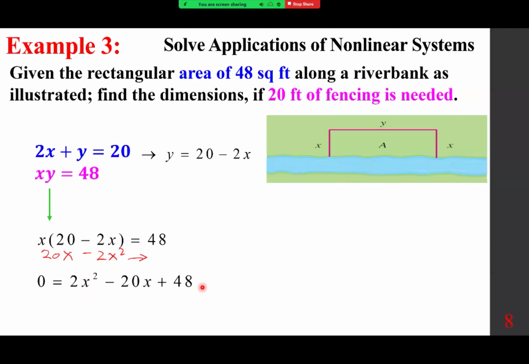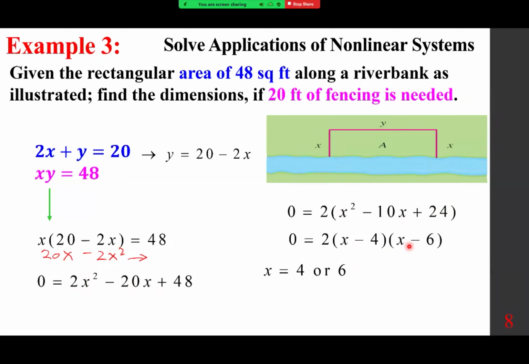To factor this, we are going to factor out the GCF, the greatest common factor of 2. So we get 2 times x squared minus 10x plus 24. We want two numbers whose product is 24 and whose sum is negative 10. So those are negative 4 and negative 6. When we set this equal to 0, x is either 4 or 6. So if x is 4, and remember, you have to put this back into one of these. If you put it into this one, for example, x is 4, 48 divided by 4 is 12.